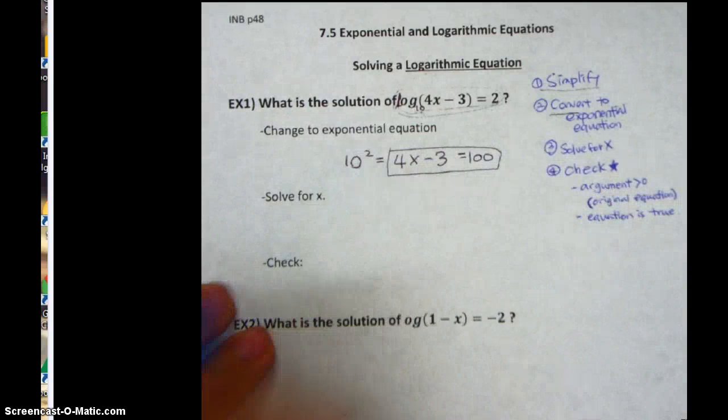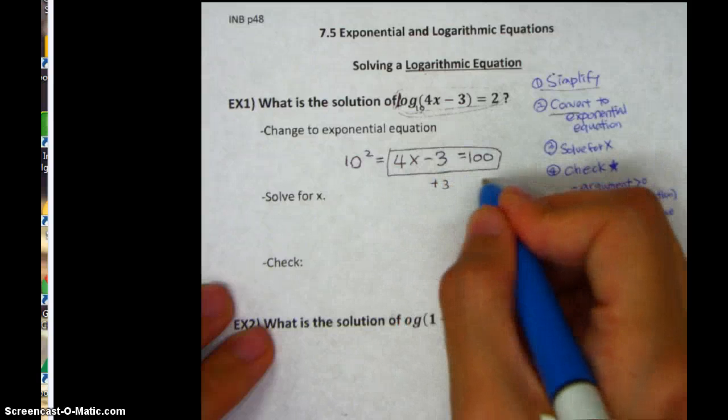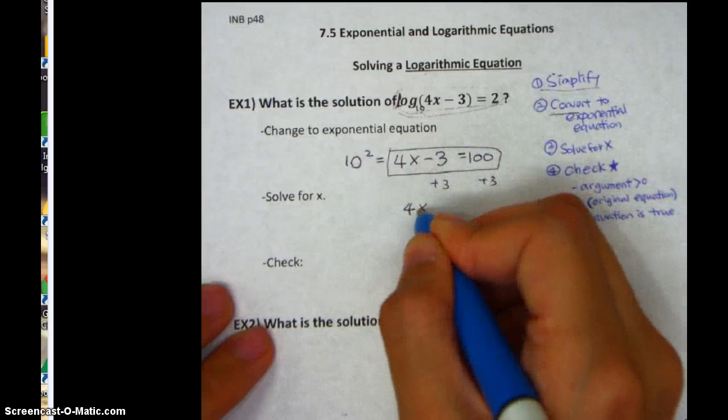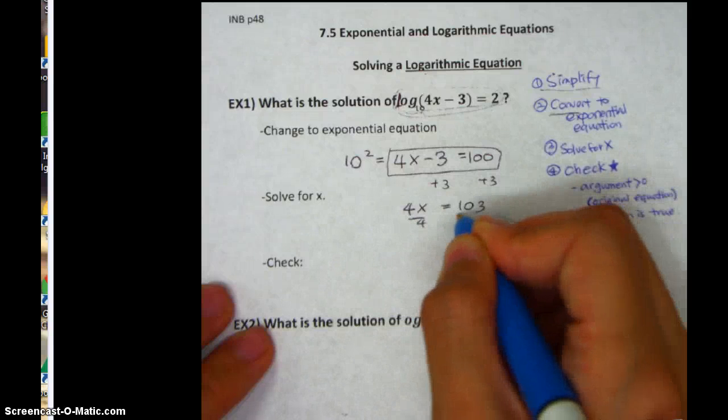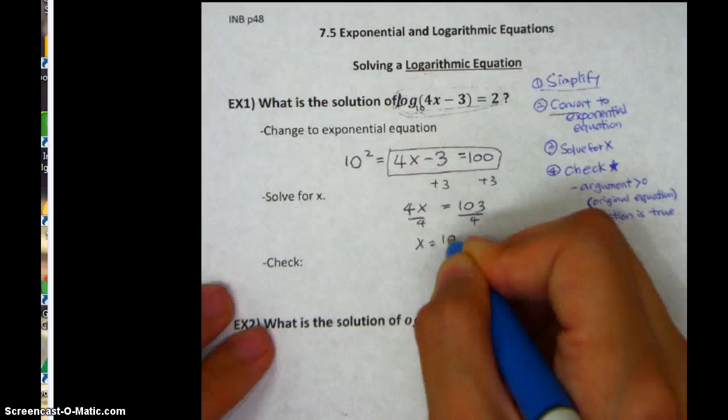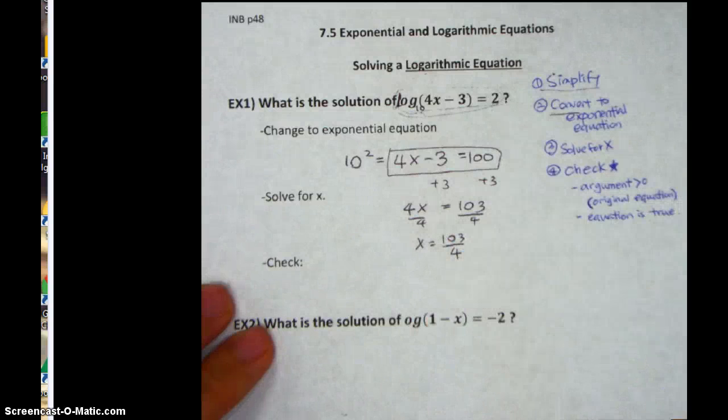Now I can just solve this for x, which is just basic algebra. So 4x is equal to 103. Divide both sides by 4, and I will get x is equal to 103 over 4. So we got the answer.